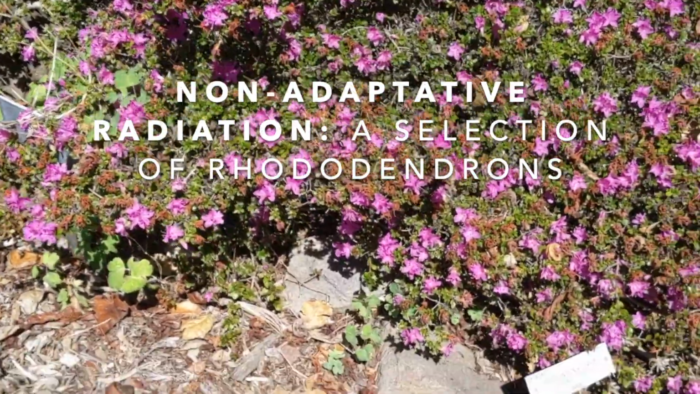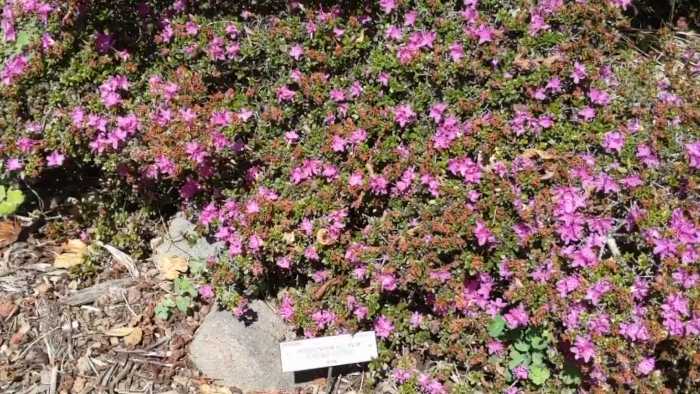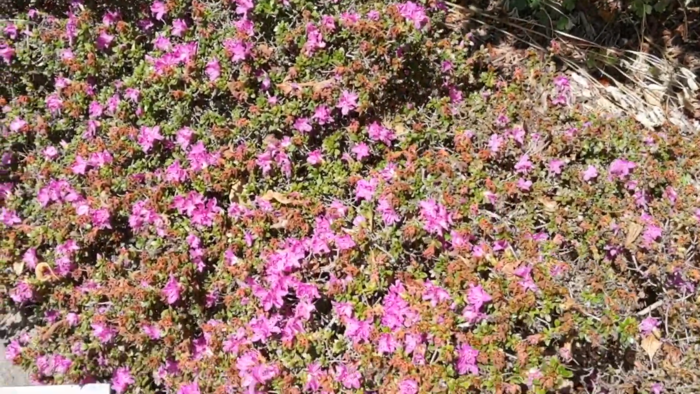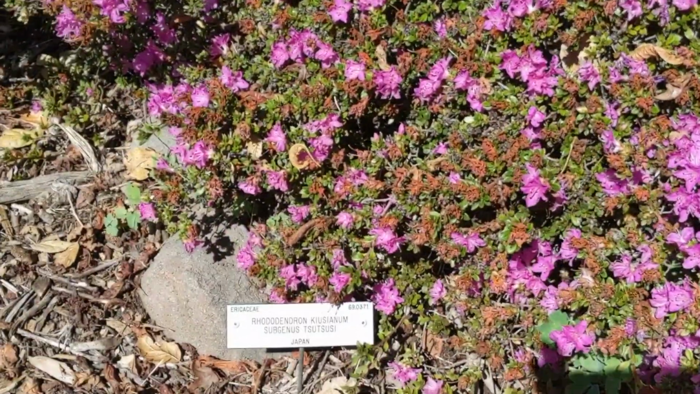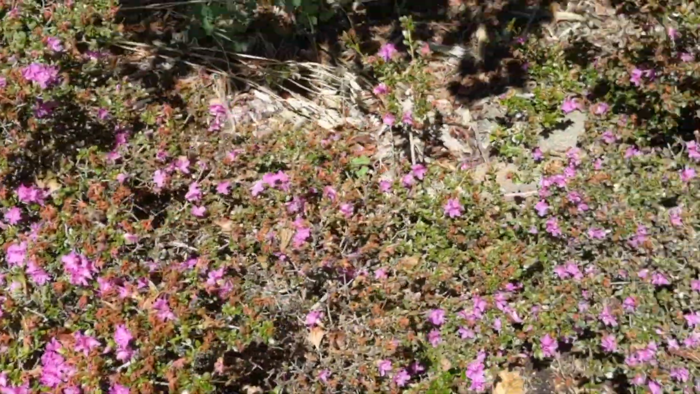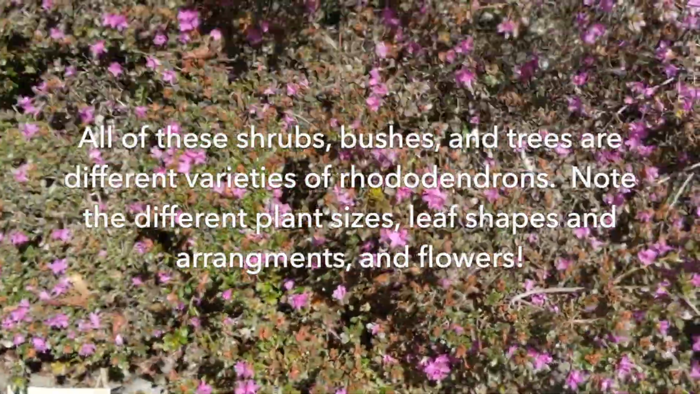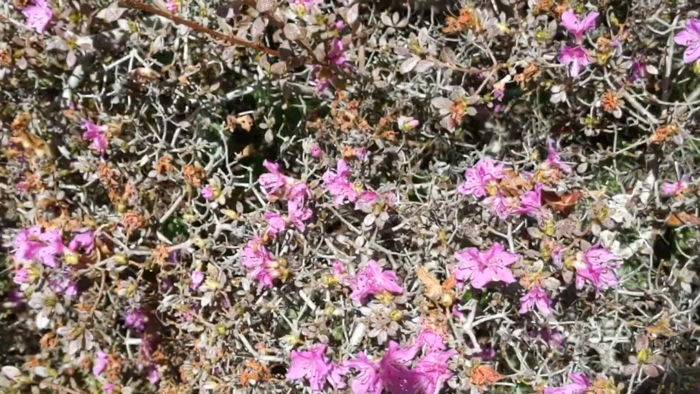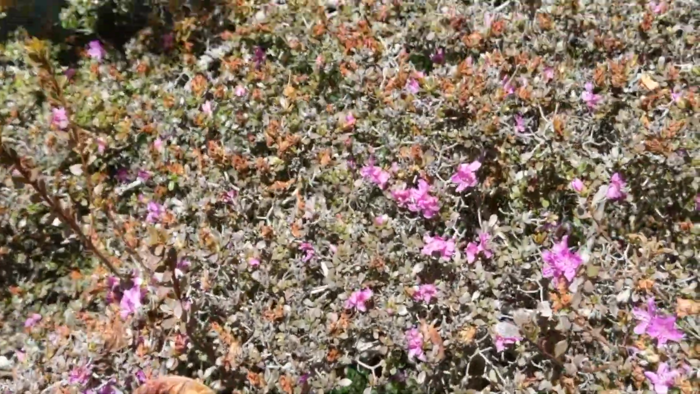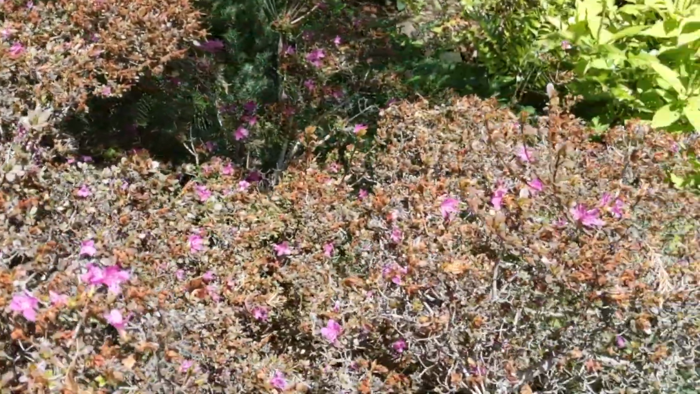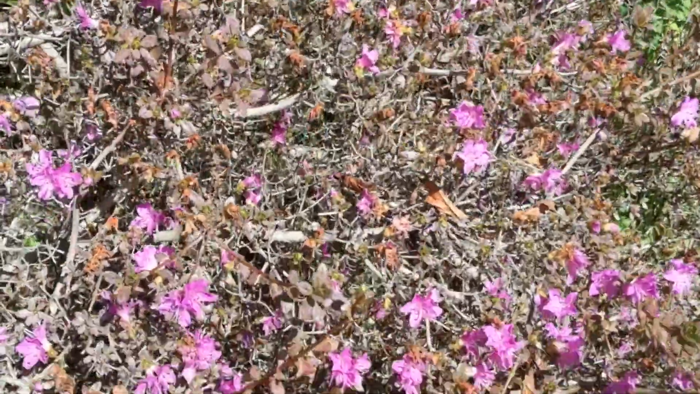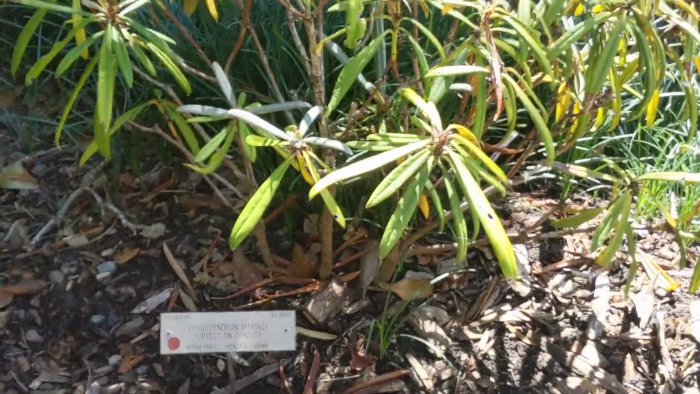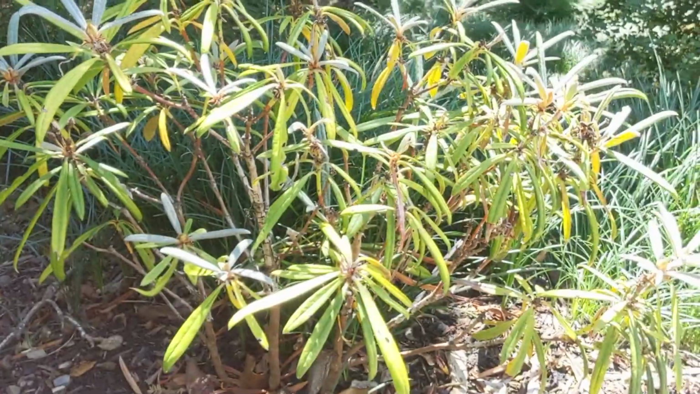Rhododendrons are examples of radiation resulting from reproductive incompatibility rather than adaptation via natural selection. This type of radiation is due to polyploidy in these plants. Polyploidy is a condition where an organism has more than two sets of paired chromosomes and is frequently observed among plants. Whereas the vicariance we discussed in the genus Nothofagus is an example of allopatric speciation, polyploidy results in sympatric speciation. All of the different shrubs, bushes, and trees shown in this video are varieties of rhododendron.